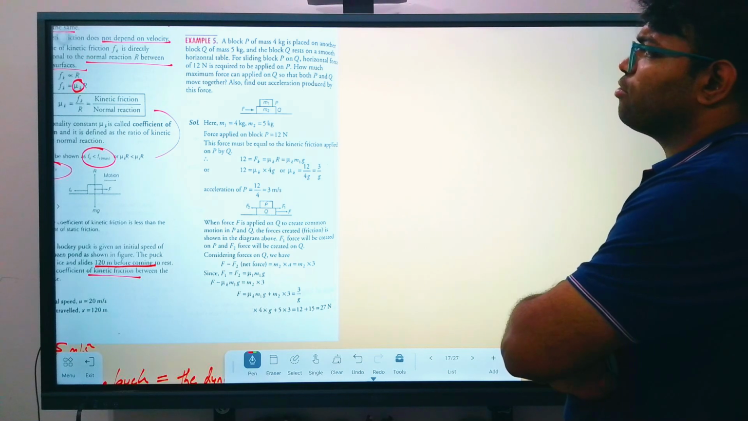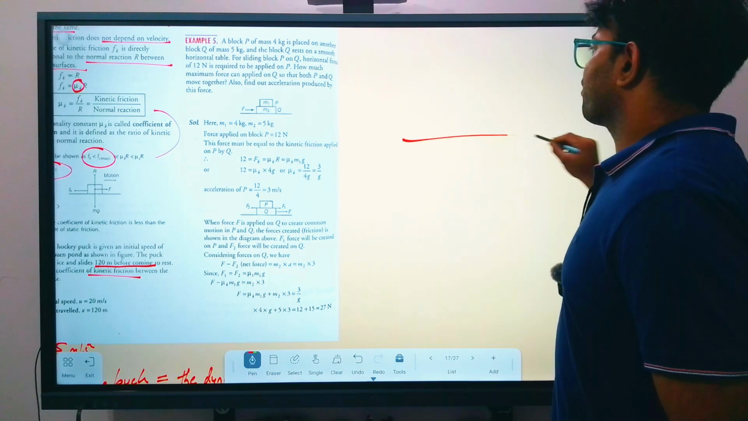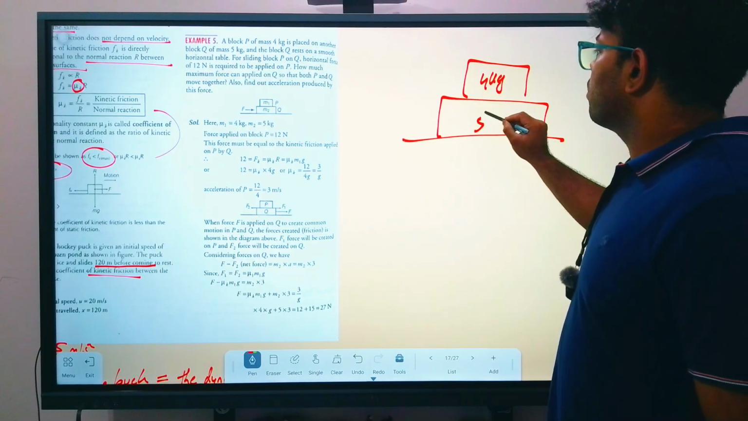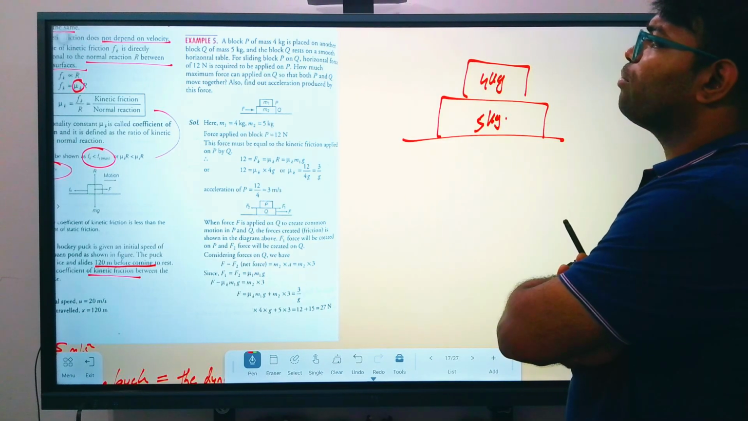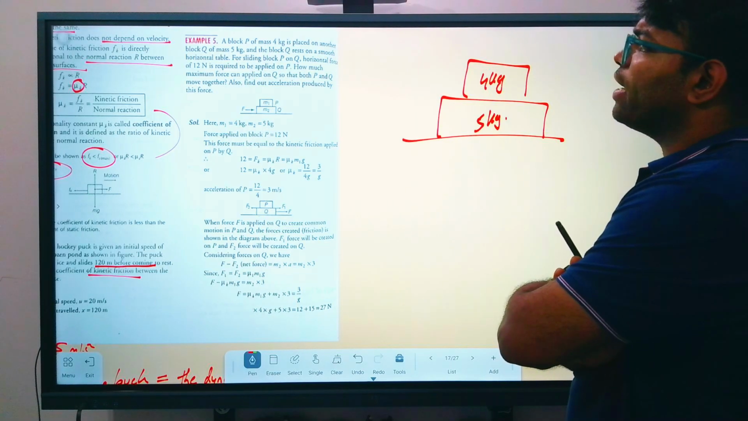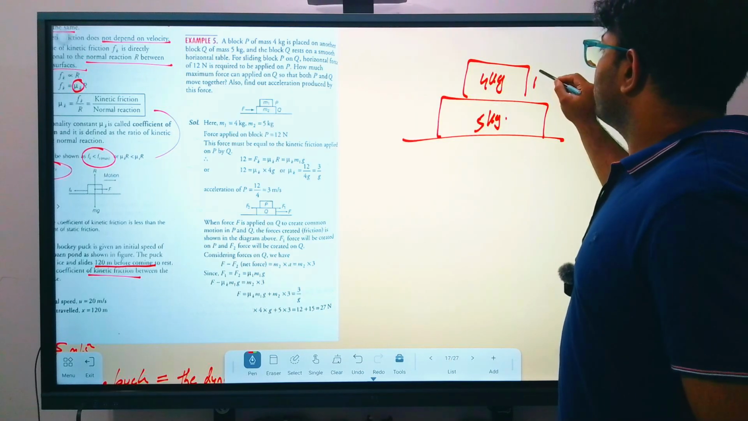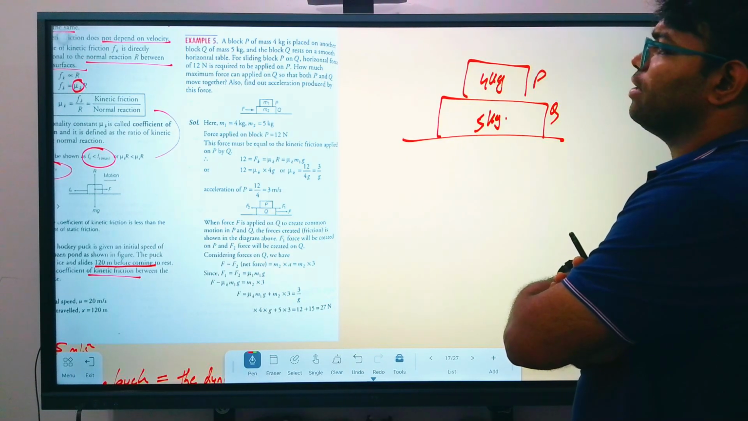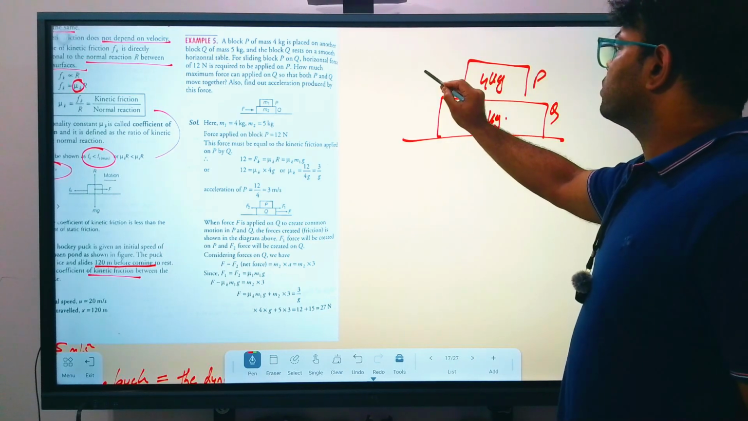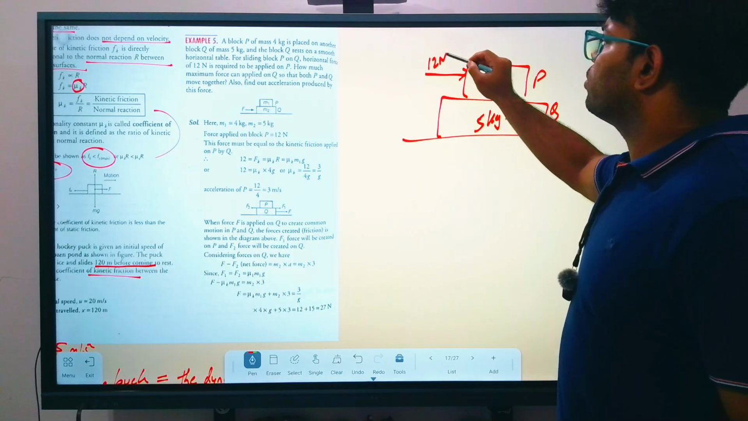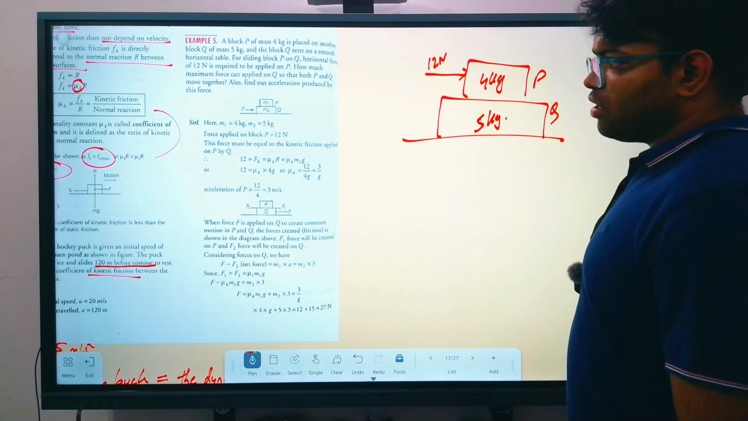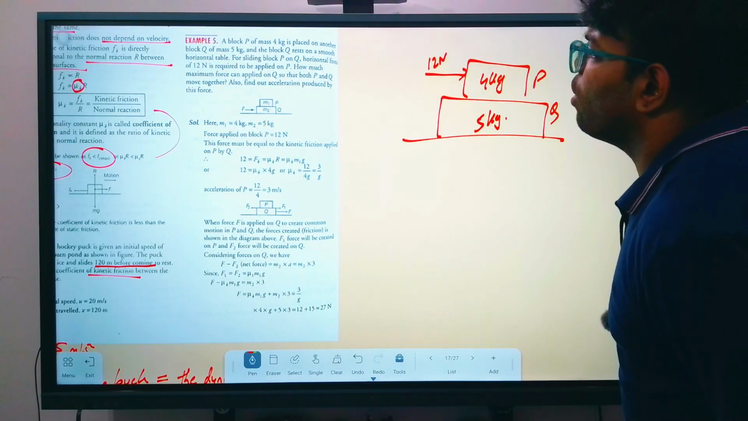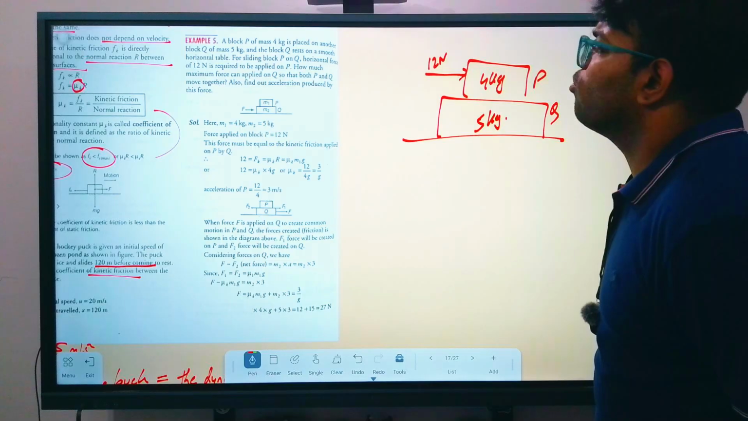Once again, the block P is 4 kg and this is 5 kg. And the block Q rests on a horizontal table. For sliding block P on Q, a horizontal force of 12 newtons is required to be applied on P. So this is 12 newtons, just to make it move. How much maximum force can be applied on Q so that both P and Q move together?